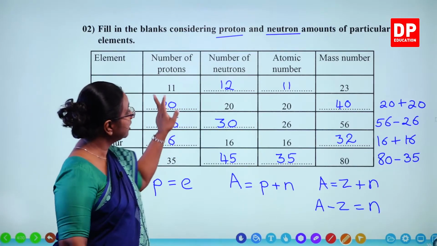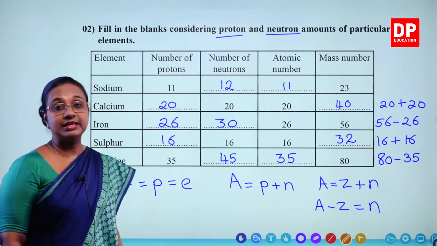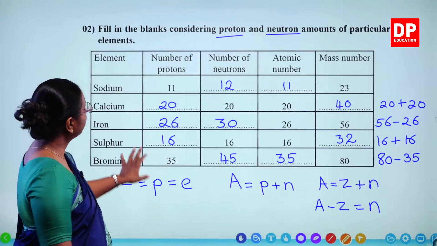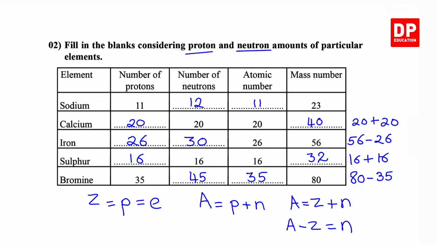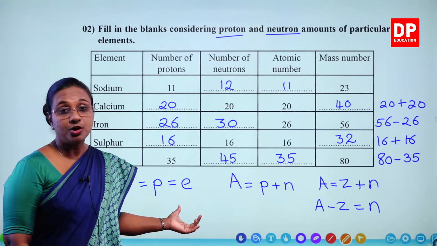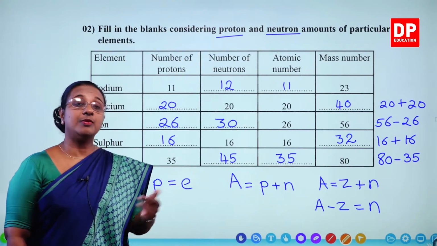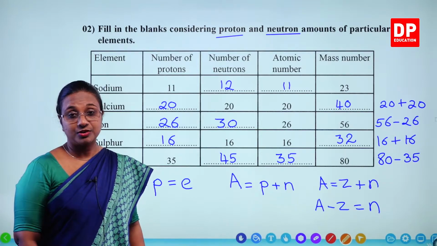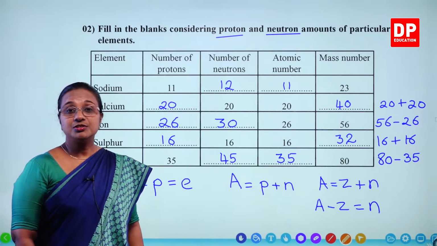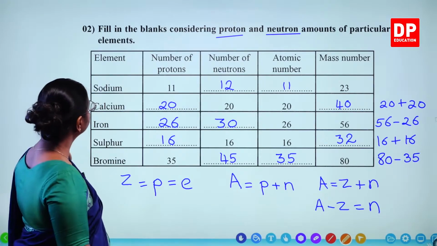So you all can find all these values. When you are given two values, you can find the other two values, out of number of protons, number of neutrons, atomic number and mass number. Even if you are asked to write the number of electrons, that also you can do. How? Number of protons in an atom equals the number of electrons. So is that clear to you all, students? We have found all the values.